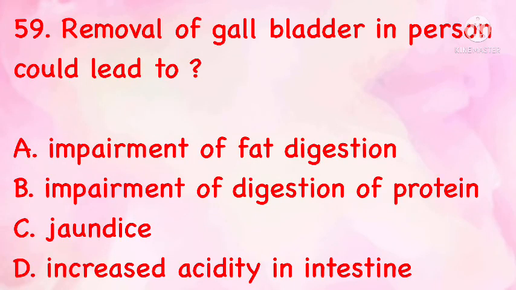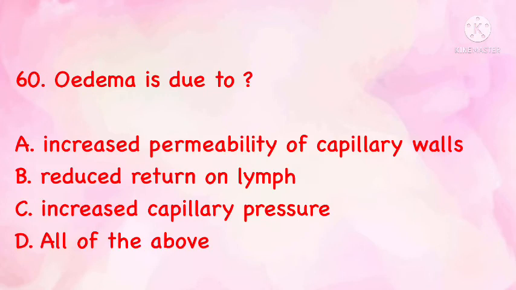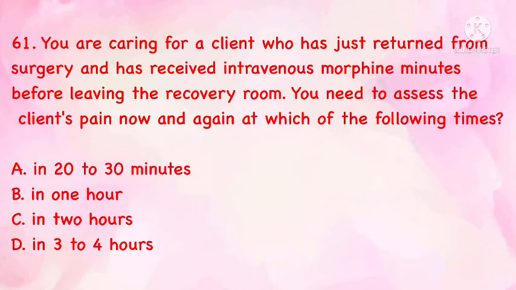Removal of gallbladder in person could lead to impairment of fat digestion, impairment of digestion of protein, jaundice, increased acidity in intestine. Correct answer is A. Impairment of fat digestion. Edema is due to increased permeability of capillary walls, reduced return of lymph, increased capillary pressure, all of the above. The correct answer is A. Increased permeability of capillary walls.